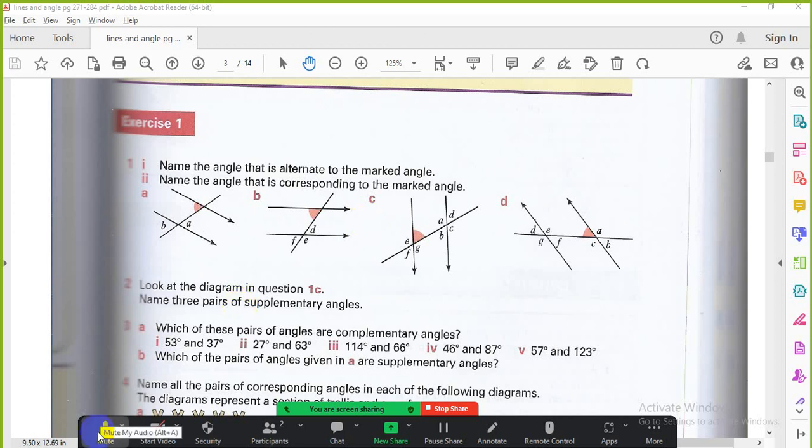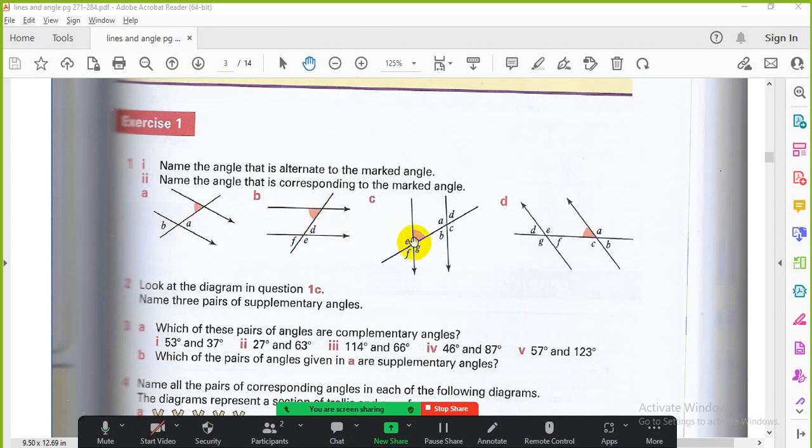Okay. Right. So name the angle that is alternate to the marked angle. First diagram. What is the angle? Is it A or B? A. A is alternate. Very good. B. Which letter is alternate angle? D, E, F. D. Yeah, you can clearly see it takes the shape of Z.